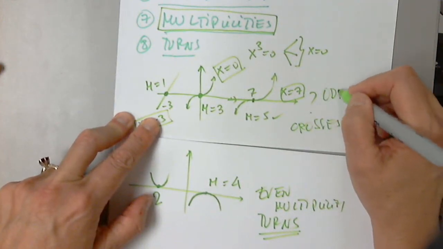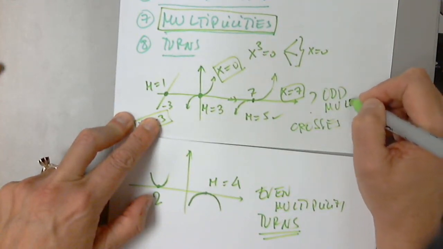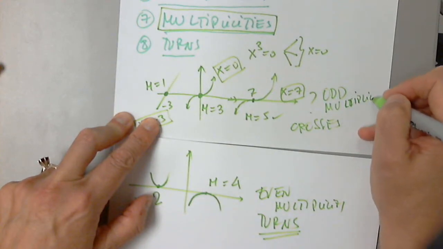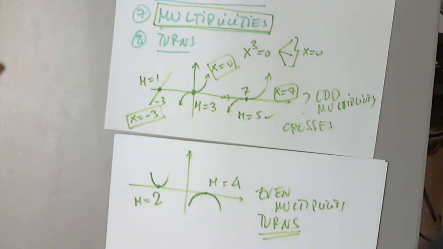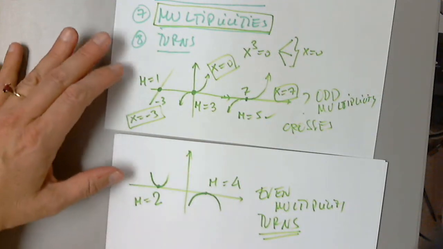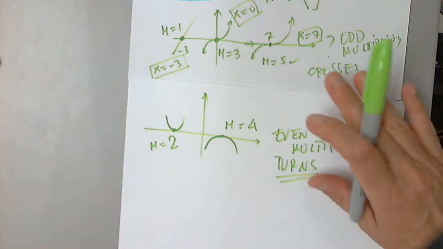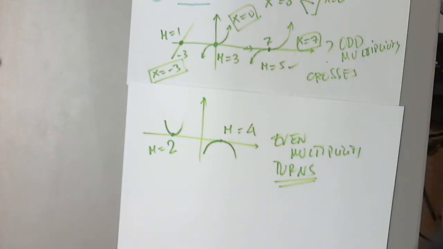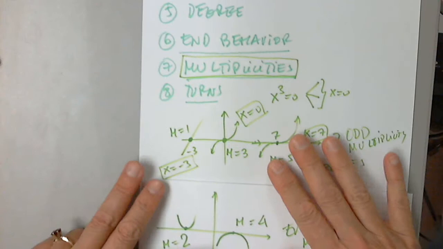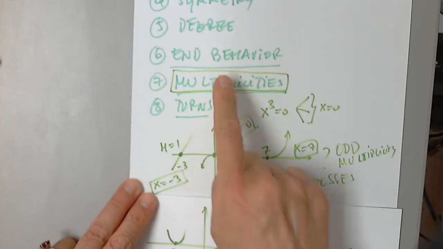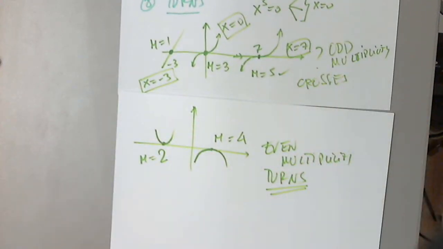So odd multiplicity crosses the x-axis. Even multiplicity does not. It turns on the x-axis. Yes. So now let's talk about end behavior. We have not discussed end behavior before. Now we will. Very simple.